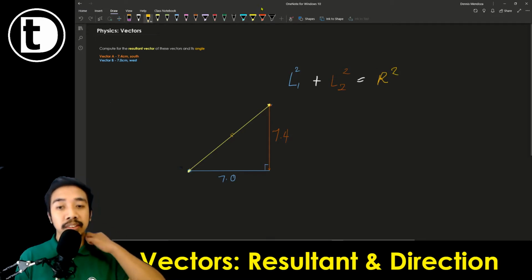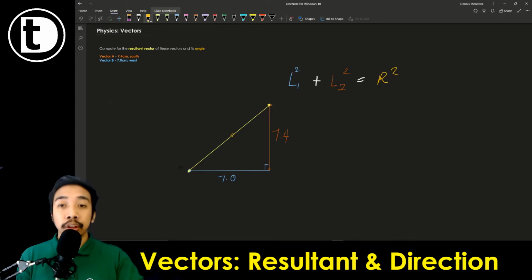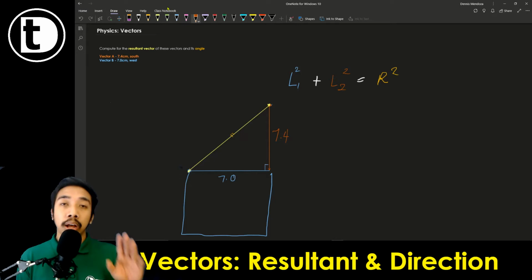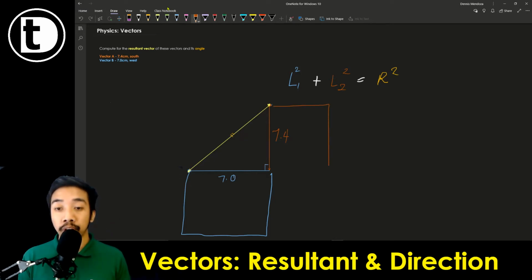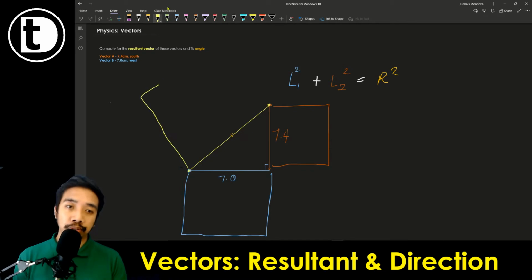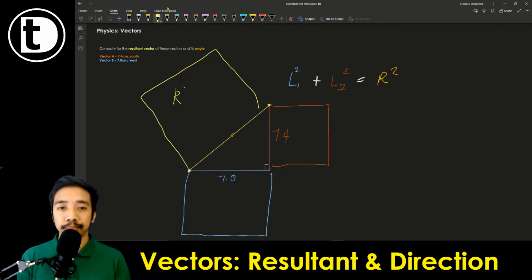Okay, so as you can see here, again, if we square the leg 1, so ganitong itsura nito. I'll be drawing a square here so that you will be able to visually remember na the sum of the square of the legs is equal to the square of our hypotenuse. Okay, so there. So we're talking about our R squared here.